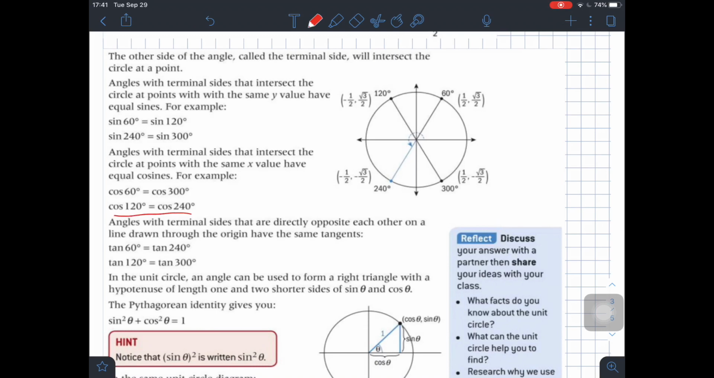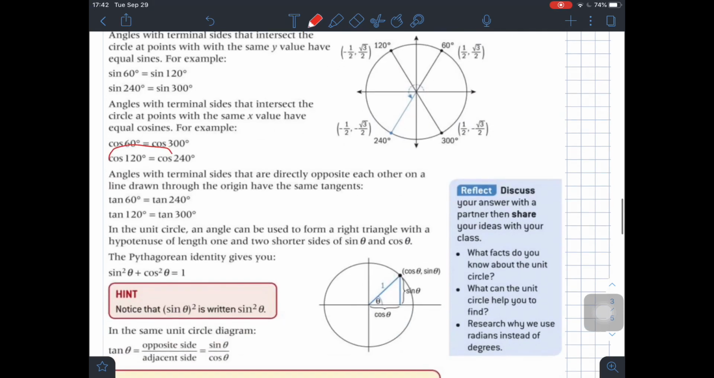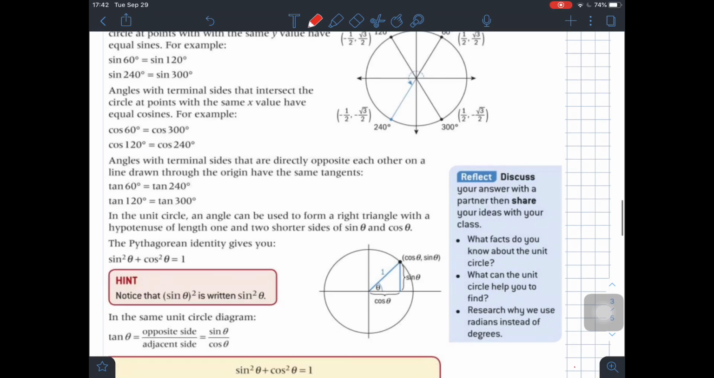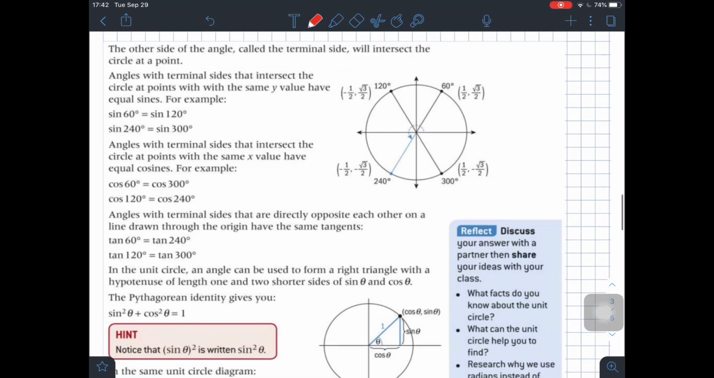cosine of 120 equals cosine of 240. Same thing here, right? If you take a look at the x value for 120, you see that this x value is the same as the x value for 240, which they share again, right? That's why cosine of 120 is equal to cosine of 240. If you try doing this in the calculator, remember that your calculator must be set to degrees. You would see that cosine of 60 has the same value as cosine of 300, and that cosine of 120 has the same value as cosine of 240. And this is the graphical interpretation of it.